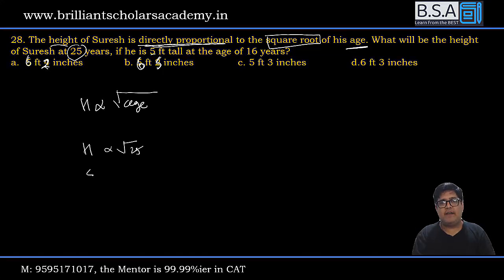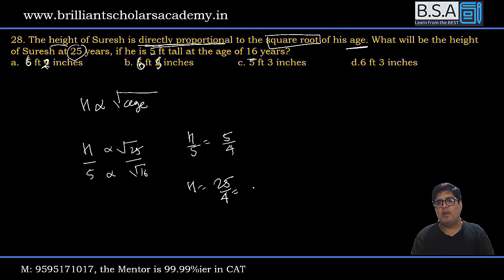Height was 5 feet tall when the age was 16. So root over 16. So all you have to do is take a ratio like this and your job is done. So height upon 5 is equal to 5 upon 4. Height is equal to 25 upon 4, which is 6 plus 1 by 4. Now, because initial is feet, the answer is in feet. There was only one option initially, 6 feet plus.